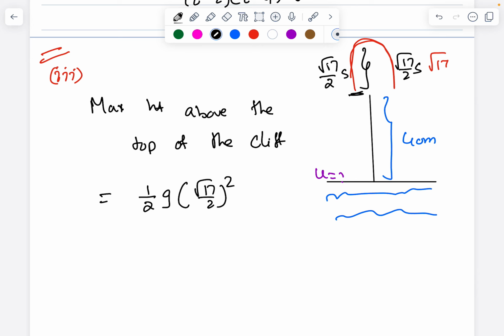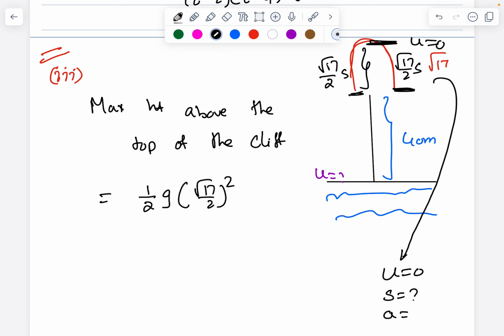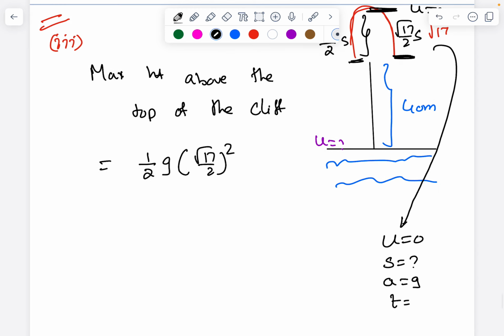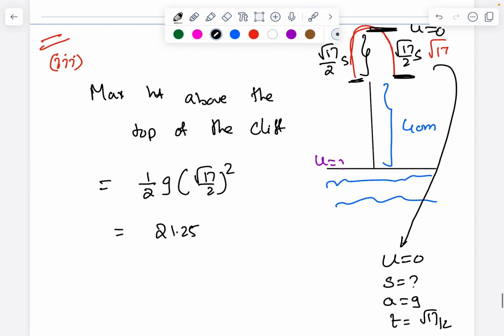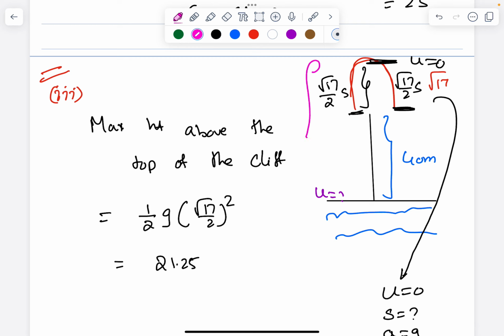We'll assume u equals 0 over here, because it is falling from a certain height. For this particular moment, u equals 0, distance equals question mark, acceleration equals plus g, and time equals square root of 17 by 2. So what is that height going to be? 21.25. So total height it has to travel is nothing but 21.25 plus 40. That's going to be the total height.